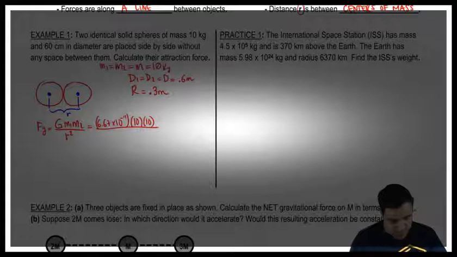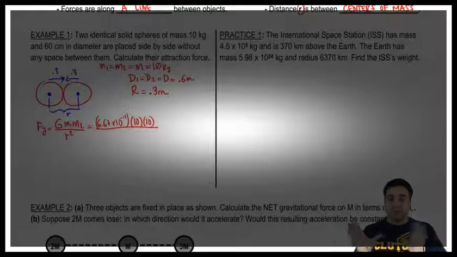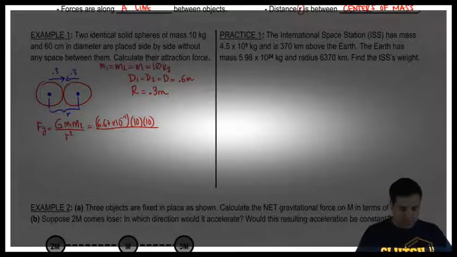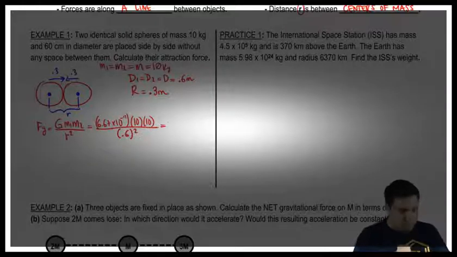And how do we do this? Well, the radius of this guy here is 0.3, and the radius of this guy here is 0.3. So the distance between these two, since they're touching side by side, is actually twice the radius. Okay, the distance is twice the radius, so it's going to be 0.6. I can square this, and I work this out.